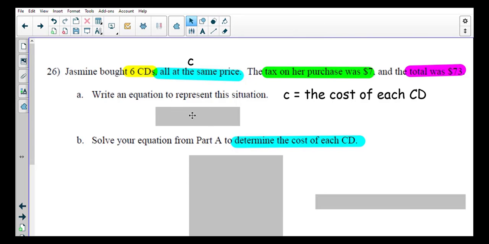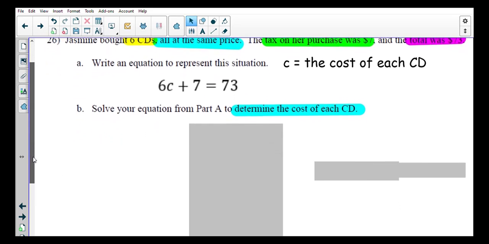So we can write 6C plus 7 equals 73. Again, pretty standard two-step equation. You're going to have a number times a variable plus something, or sometimes minus something, but a lot of times we're adding some extra number on. In this case, it happens to be the tax.